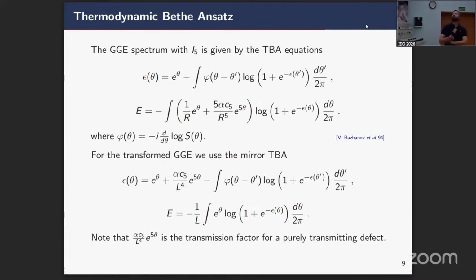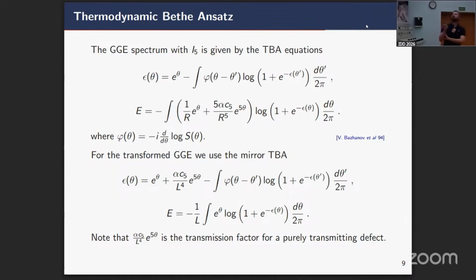So in the case of the generalized Gibbs ensemble, I can know from the work of BLZ that if I want to find my original spectrum, where I've got the eigenvalues of these higher charges, I solve this equation with just an e to the theta. And then in my energy integral, I have one exponential here, e to the theta, that gives me back the Hamiltonian. And this e to the 5 theta will give me back the I5 eigenvalues.